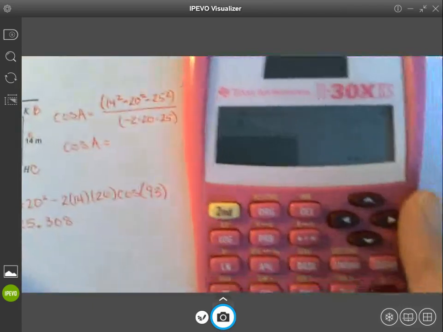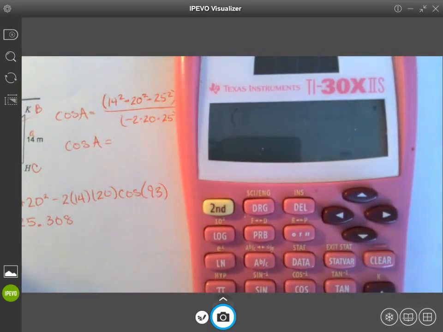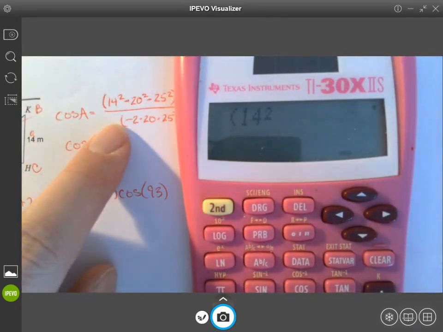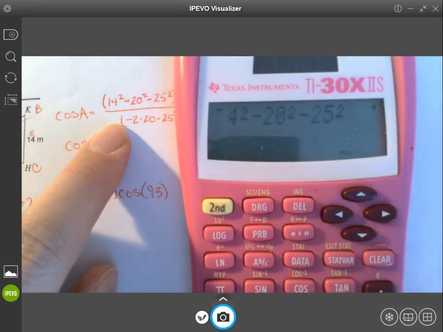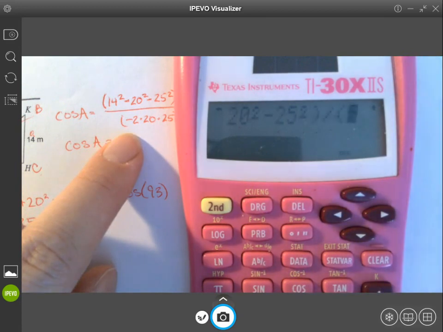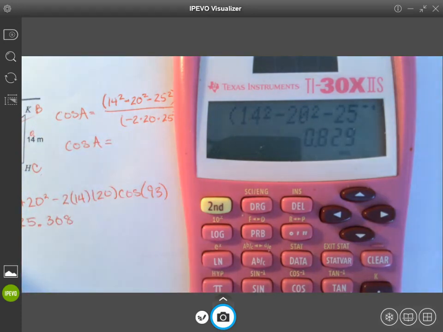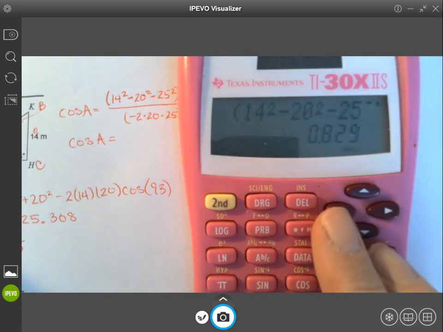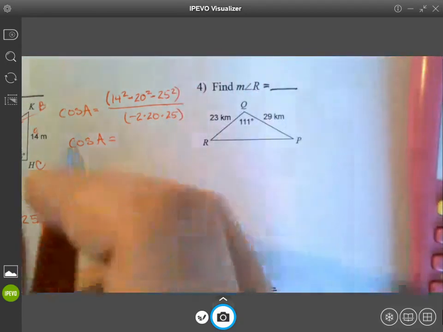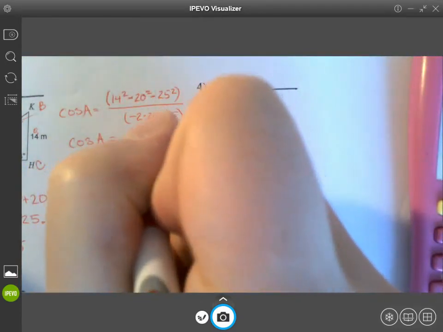Okay, I'll wait. I'm trying to make sure I don't mess up the numbers again. So I'm closing my parentheses. Use your division sign. -2 times 20 times 25. Can you close the parentheses then put the division sign? Yes, because you have to tell it to do the numerator. Do all that subtraction, then divide. Do you agree with me? Yes. 0.829? Okay, I said nearest. Sometimes we only get 3 decimals.